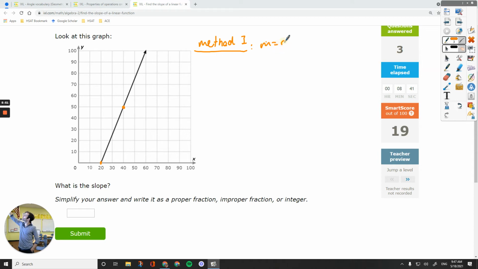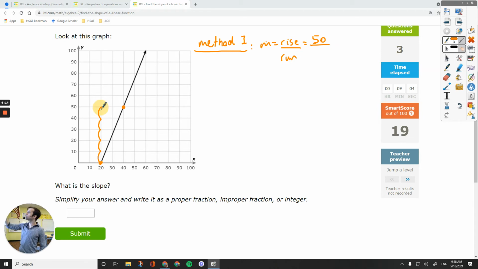M equals rise over run. What's the rise from one point to the other? I usually start from the left. So from this point to that one at the top, we go up 10, 20, 30, 40, 50 units. So rise is positive 50 because we are going up.